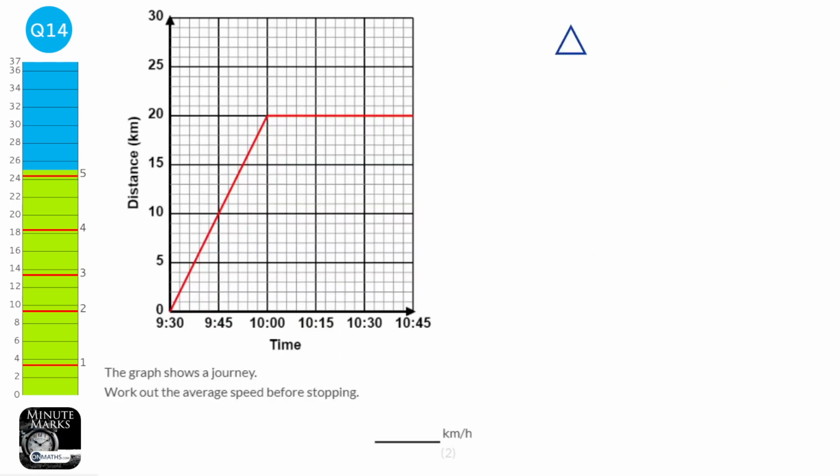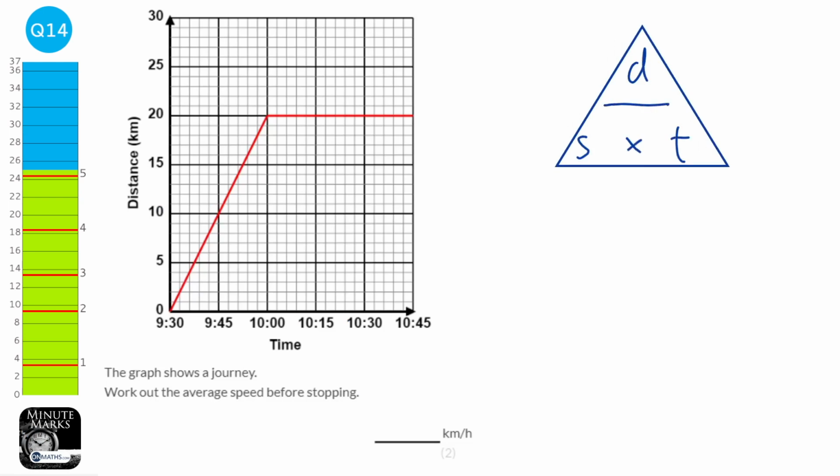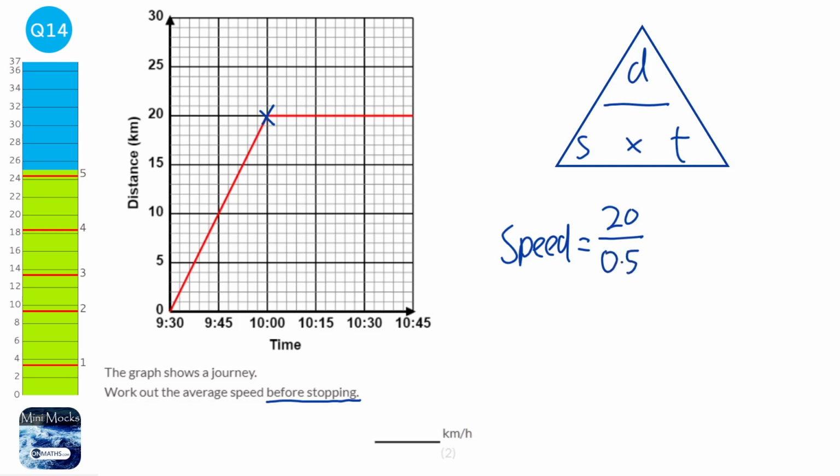So for us to work out the average speed, we've got to first of all remember the triangle. So average speed is total distance over total time. And we're told to find the average speed before stopping. So stopping is shown with a horizontal line on a distance time graph, so it's up to this point here. So the average speed will be the total distance, which would be 20, over the total time. So 9:30 to 10 will be 30 minutes, but since our unit will be kilometers per hour, we need that in hours, which will be a half. And 20 divided by a half is going to be 40. So our answer is going to be 40 kilometers per hour.